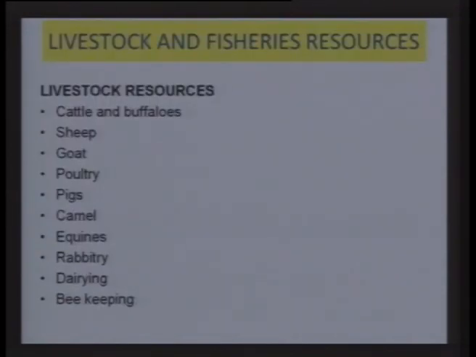Next resource is the livestock and fisheries resources. Under this, we find that the livestock resources in the country comprise the following: cattle and buffaloes, sheep, goat, poultry, pigs, camel, equines, rabbitry, dairying and beekeeping. These are the various forms of livestock resources present in the country.